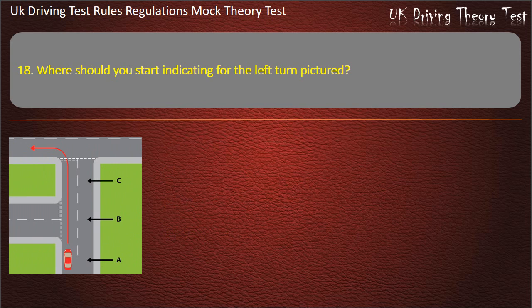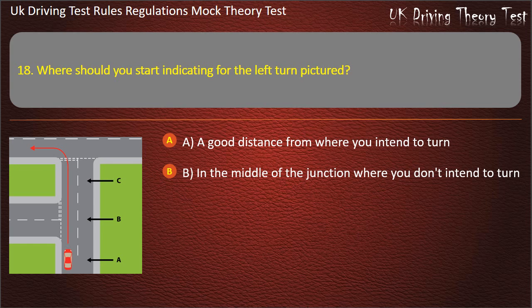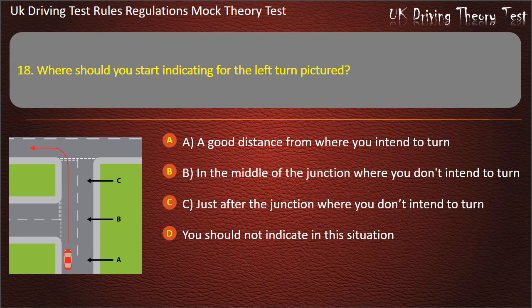Question 18. Where should you start indicating for the left turn pictured? A. A good distance from where you intend to turn. B. In the middle of the junction where you don't intend to turn. C. Just after the junction where you don't intend to turn. You should not indicate in this situation. Answer. B. In the middle of the junction where you don't intend to turn.